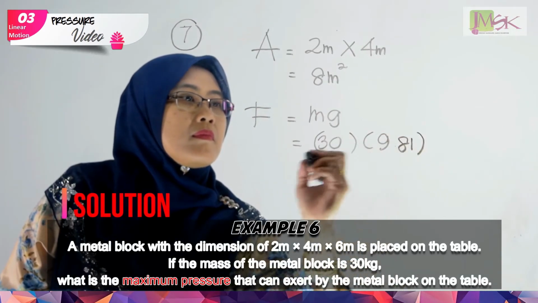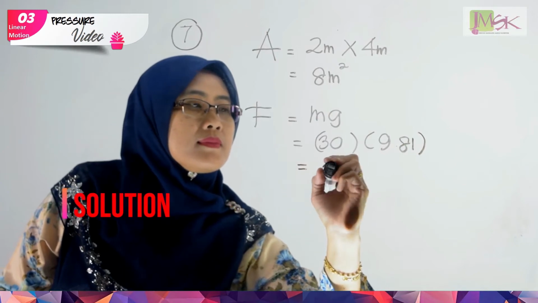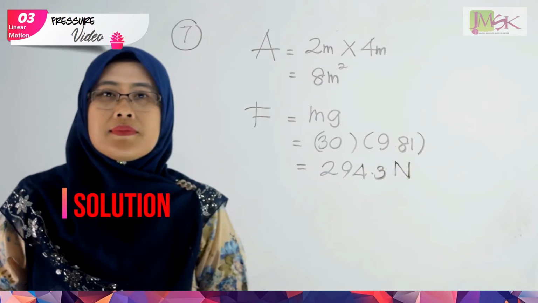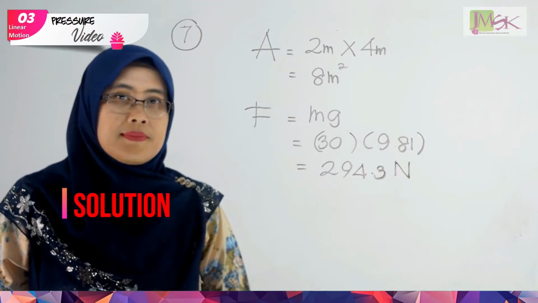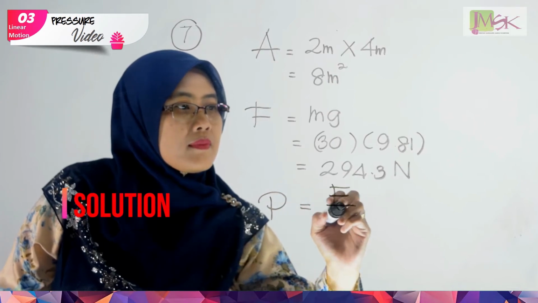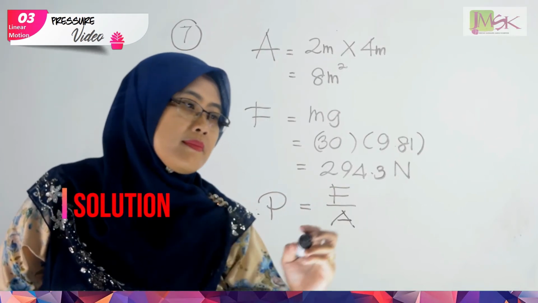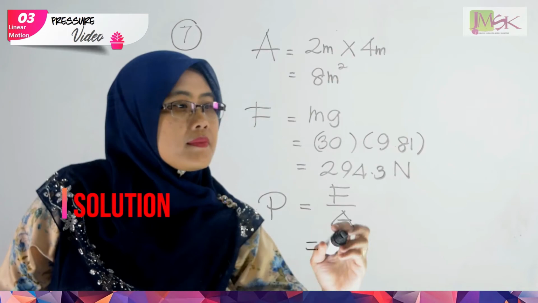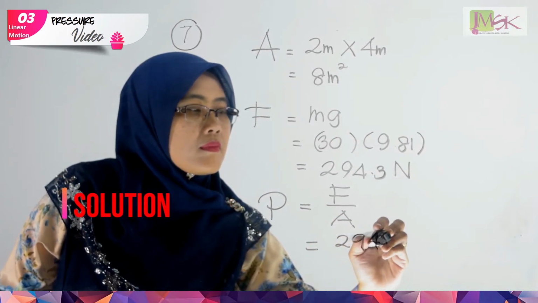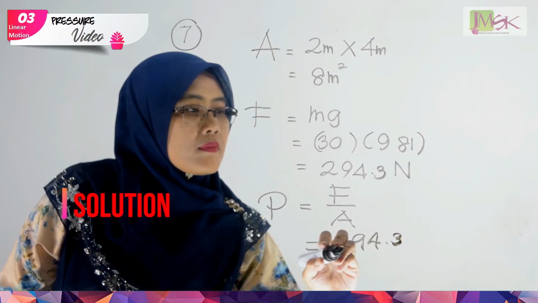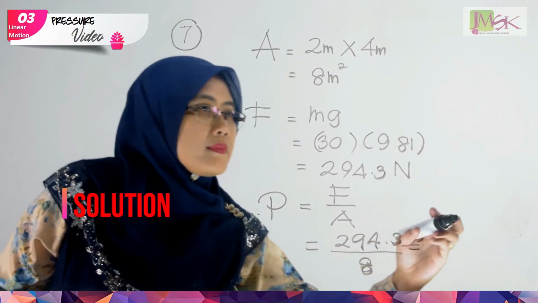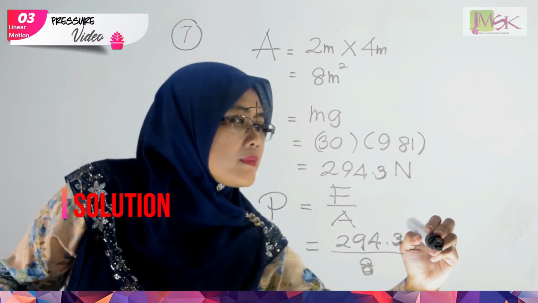equal to 294.3 Newton. Use the formula P equal to F over A. Then, insert the value of area and force. P equal to 294.3 divided by 8. So the answer is 36.79 Pascal.